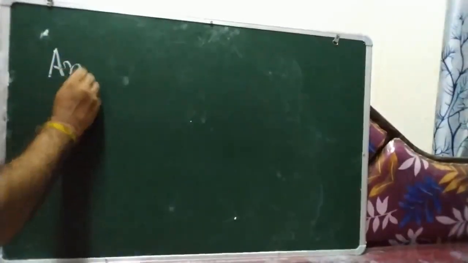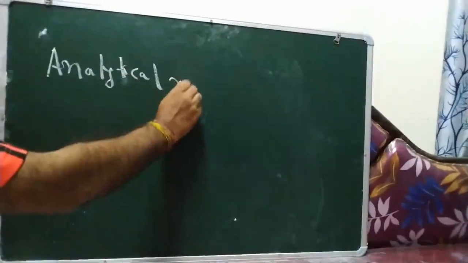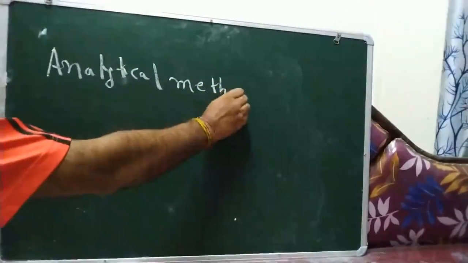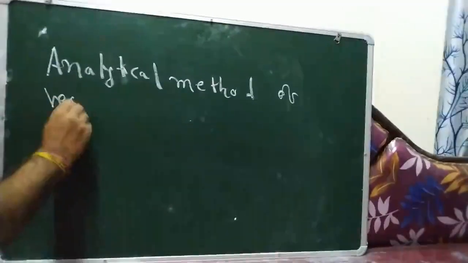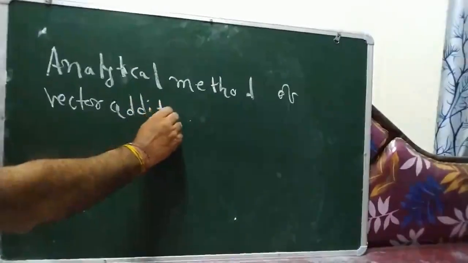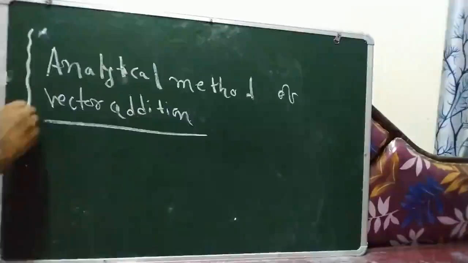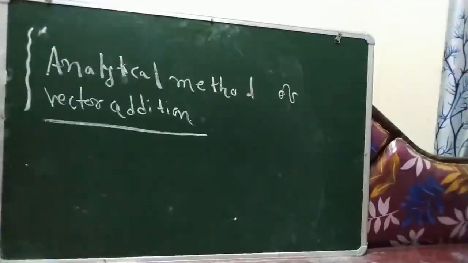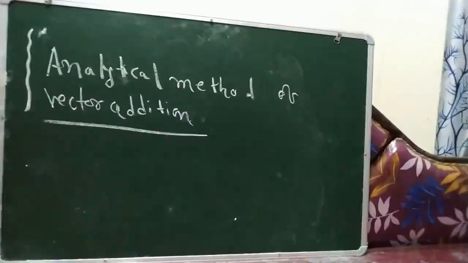Let's discuss the analytical method of vector addition. So vector addition, I mean analytical method, we will discuss, which is very famous. Parallelogram law. So last class I discussed the parallelogram law. What does the parallelogram law say?